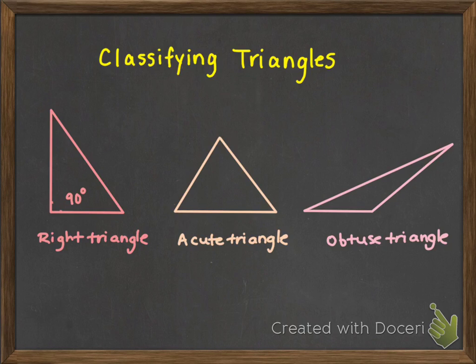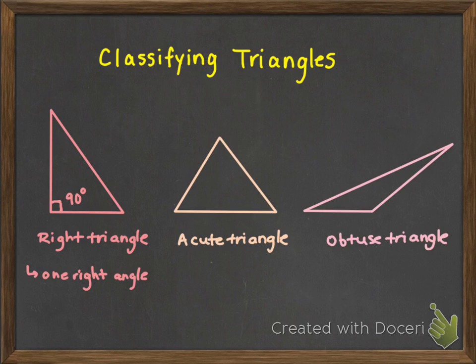The first thing I want to discuss is how to classify different types of triangles. So to begin, a right triangle is a triangle with one right angle. Now above we see that a right angle is equivalent to 90 degrees, and typically we indicate this with a square where the angle appears.